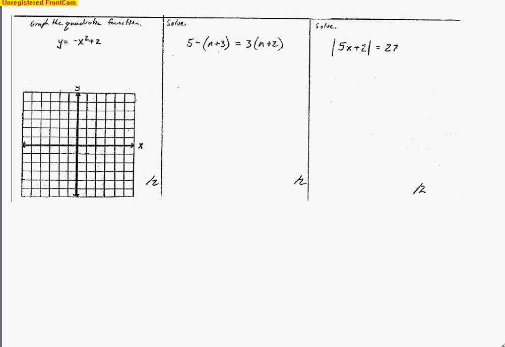Here are the last three problems for the study guide for Algebra A, test for quarter 3. And the seventh problem is asking us to graph a quadratic.